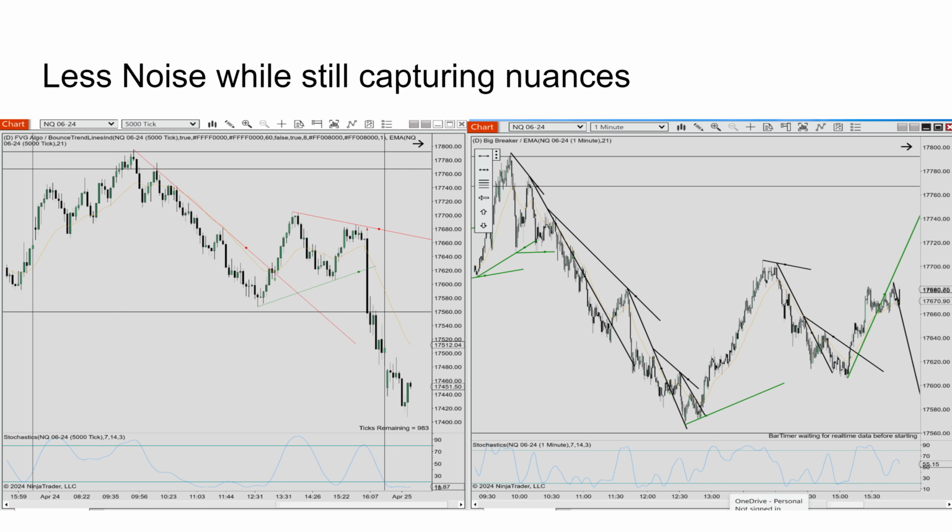So to compensate for that, I had to find one time frame that will allow me to capture nuances, capture price action, but without the need of going back and forth between all kinds of charts. So that's where I stopped at 5000 tick charts. And like I said, it provided me with really, really great results over a period of time.